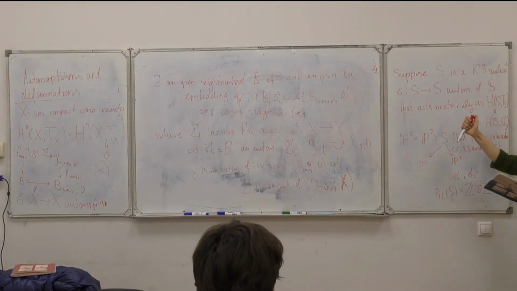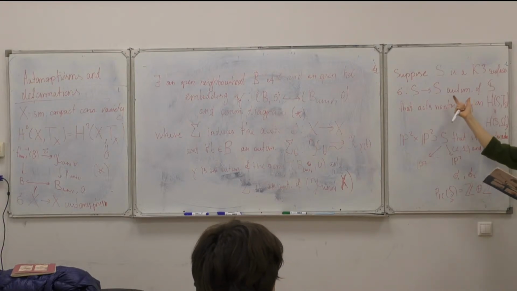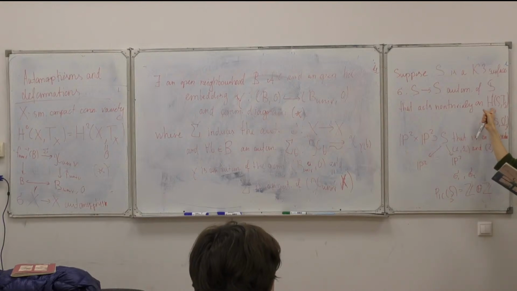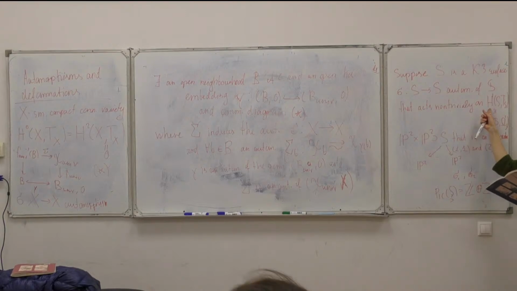Okay, so maybe next time we will discuss more examples of automorphisms of K3 surfaces, but the statement here is that there exists a K3 surface with automorphisms that act non-trivially on their first cohomology groups. Okay?